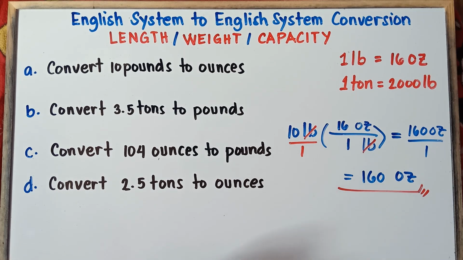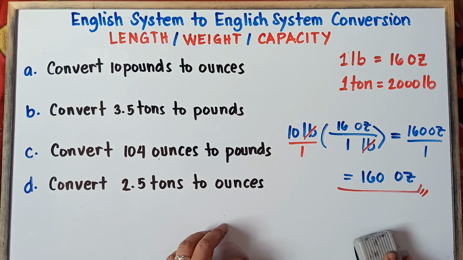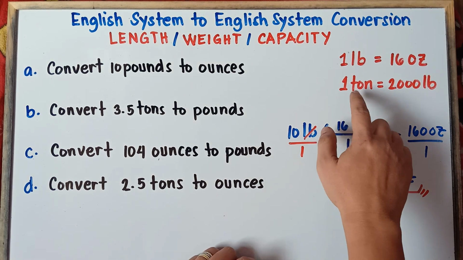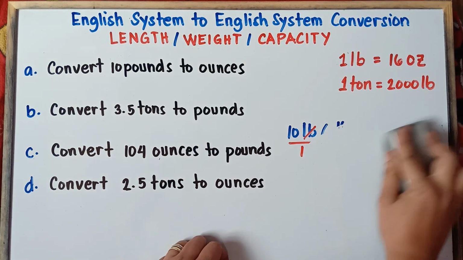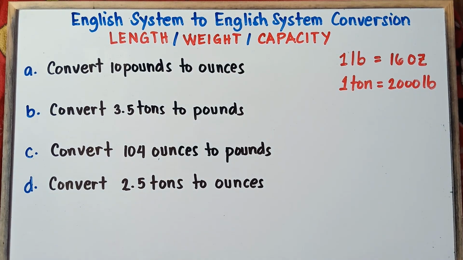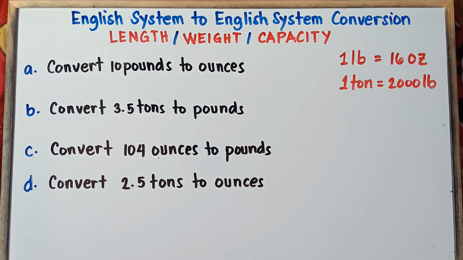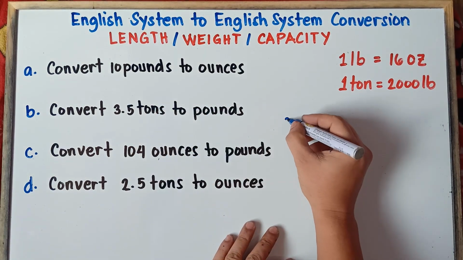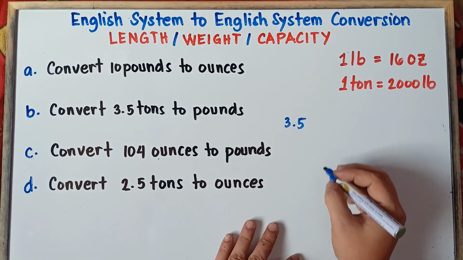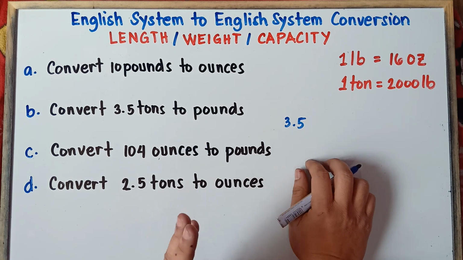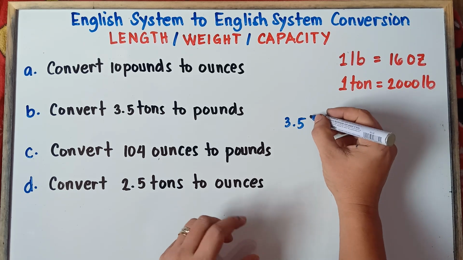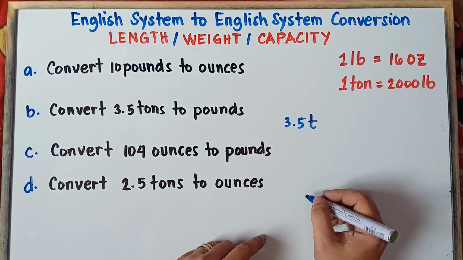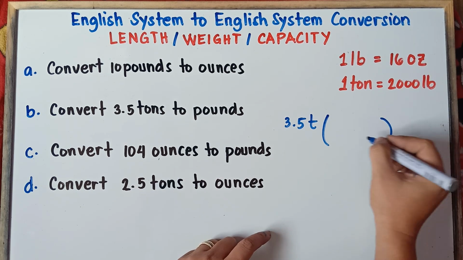Convert 3.5 tons to pounds. So do we have tons to pounds? Yup. 1 ton is equivalent to 2,000 pounds. Alright, so let's do that. Letter B, convert 3.5 tons to pounds. Alright, so copy the given 3.5 tons. So actually, class, for tons, you can just simply write T. The abbreviation for ton, that is T. So we can just simply write T, 3.5 tons, and then we put parentheses.